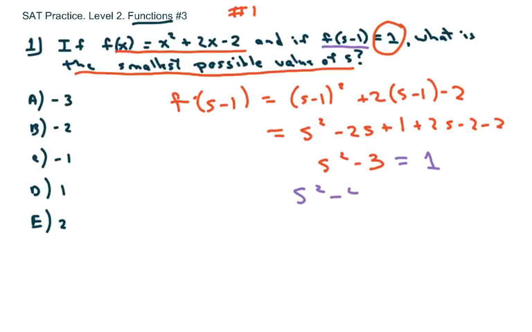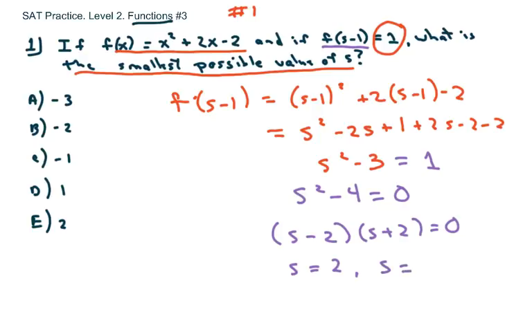s squared minus 4 equals 0, and that's going to be (s minus 2) times (s plus 2) equals 0, so we get s equals 2 and s equals negative 2. But it says what is the smallest value, so the answer is B, because negative 2 is smaller than 2.